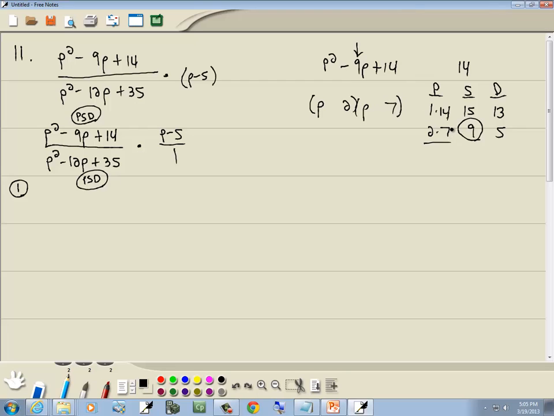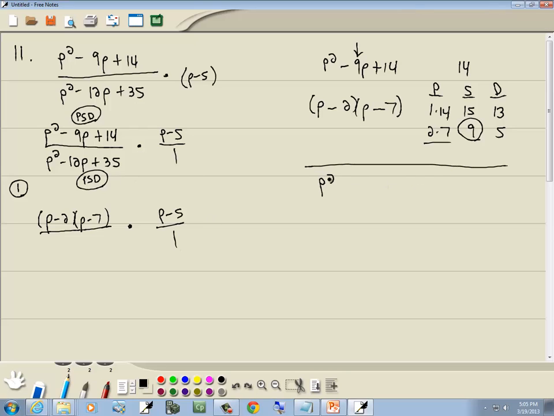Our larger number that we're using, which is the 7, will always be the same sign as the middle term, which is negative. Number has circles in the S column, S for same sign, so if the 7 is negative, then the 2 is negative. So this becomes p minus 2 times p minus 7 over, and let's look at the other one.